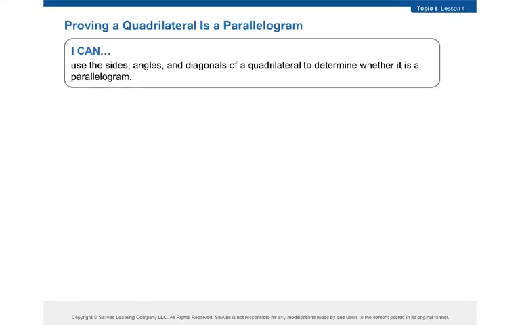So this is lesson 6-4 about proving a quadrilateral is a parallelogram. Our objective for this day is we will be able to use the sides and angles and diagonals of a quadrilateral to determine whether it is a parallelogram or not.